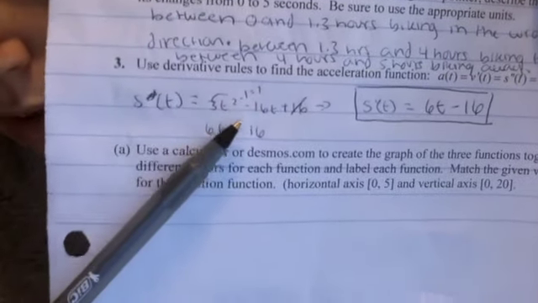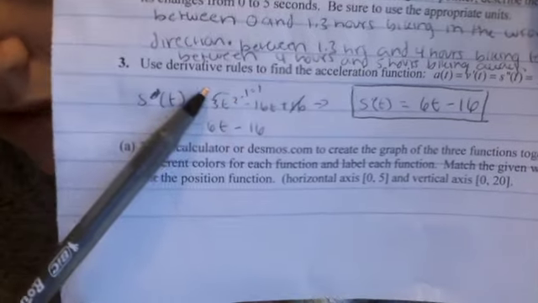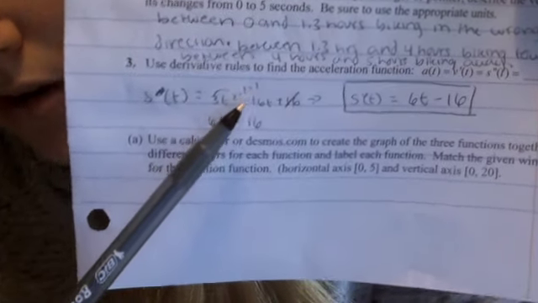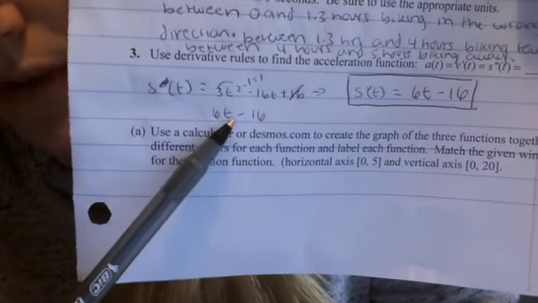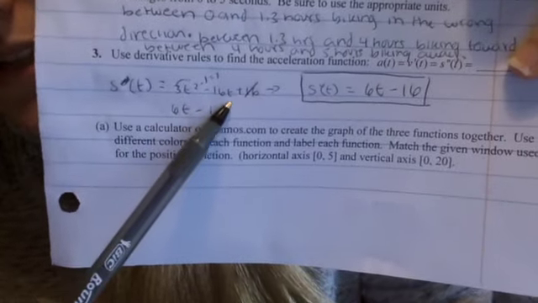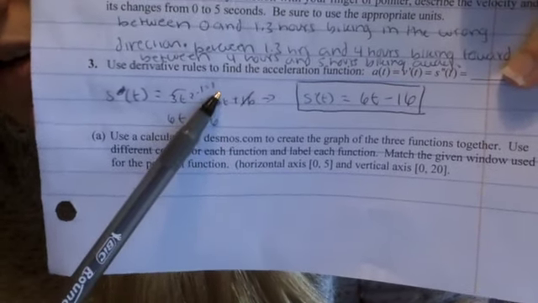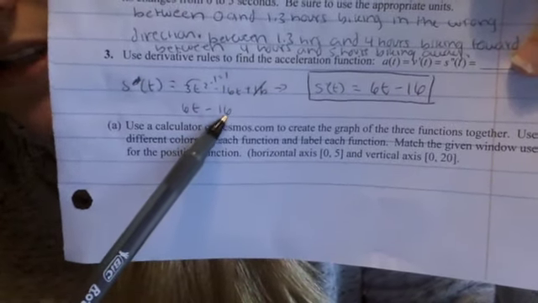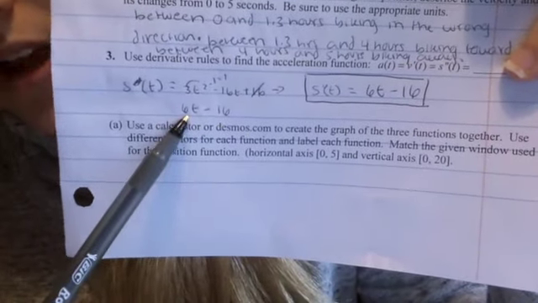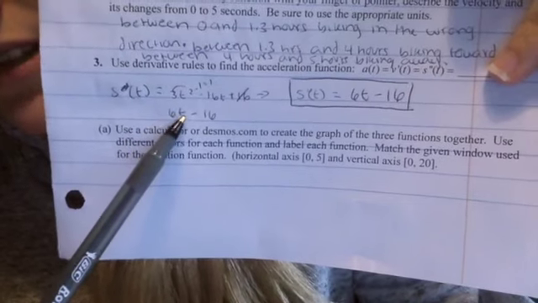And here we would take the 2, multiply it by the 3 to obtain a 6. 2 minus 1 is 1, so we would just bring the t down. And then minus 16t, 1 minus 1 cancels it out. So the 16 drops down, and this constant gets eliminated. So now we have s of t equals 6t minus 16.